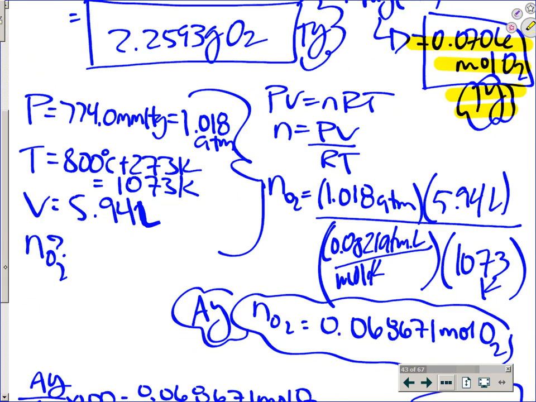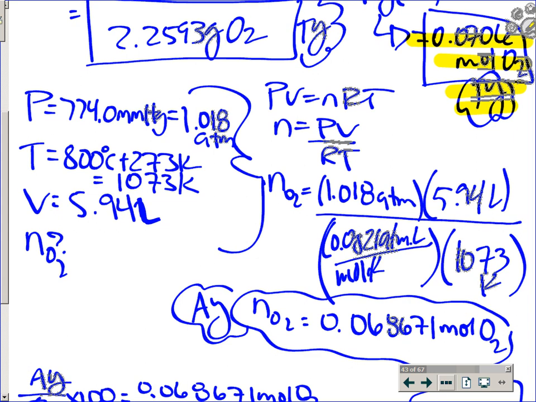If you have P, T, and V, there's only one gas law that you can use, which is the ideal gas law. Noting that it is a gas law, you do solve for moles of the gas. So that's the important part. You solve for n, which is moles of gas, and that was your oxygen gas here.